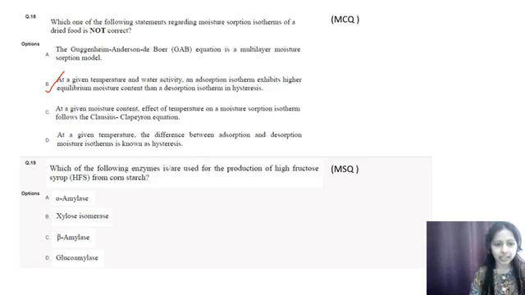So question number 19. Which one of the following enzymes are used for the production of high fructose syrup from cornstarch? So we have to mark the enzymes' names. The options are alpha amylase, xylose isomerase, beta amylase and glucoamylase. So over here the correct answer will be option number A, that is alpha amylase, number B, that is xylose isomerase, and number D, that is glucoamylase. So option number A, B and D is correct.